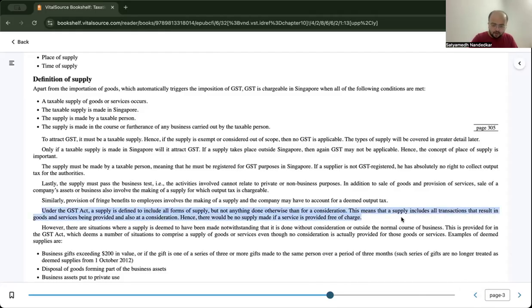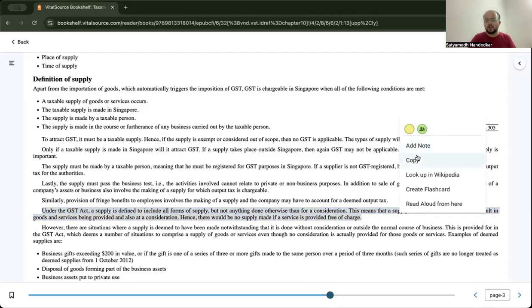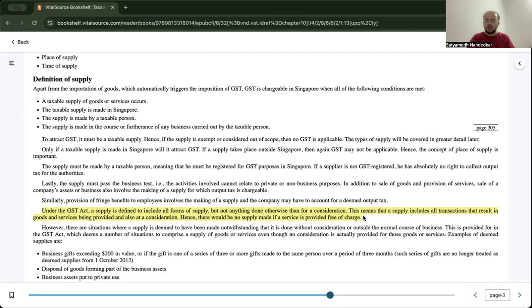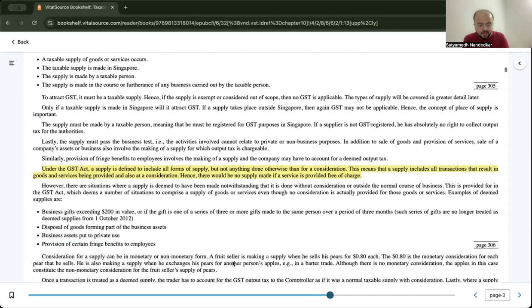Now, again, here, if you look at this paragraph, this is a good question when it comes to MCQs. Why? Because they will give you that a company has given 100 free samples. Will there be GST? It is necessary that when it is done in the furtherance of business, it has to invite consideration. The customer should pay you something. If you are simply giving out free samples, that does not come under the definition of supply.